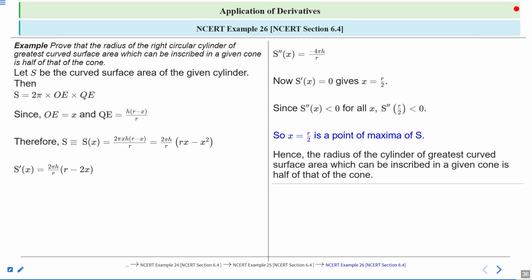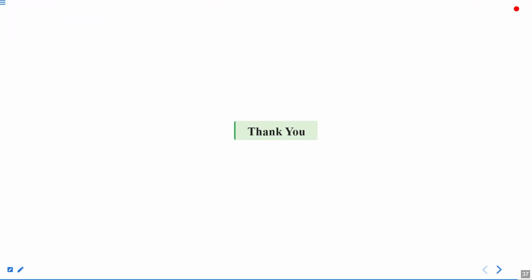Hence the radius of the cylinder of the greatest curved surface area which can be inscribed in a given cone is half of that of the cone, right? Hence we can say that the radius of the cylinder of greatest curved surface area which can be inscribed in a given cone is half of that of the cone. Okay. Hope it's clear to all. Okay. Thank you so much.